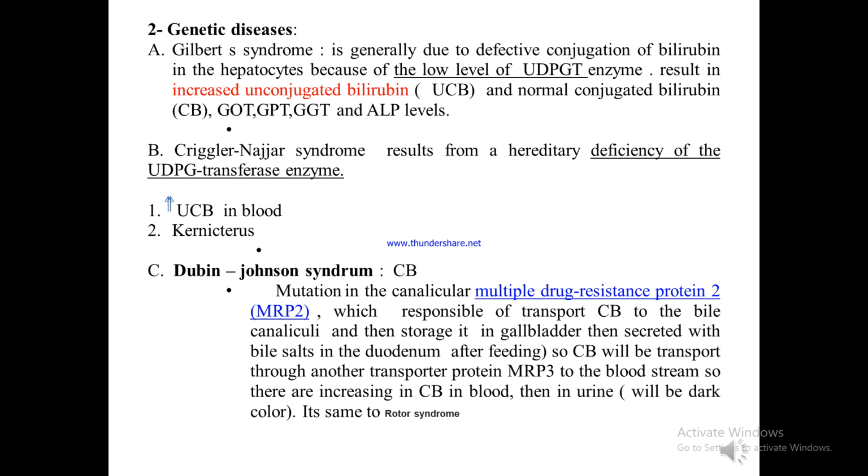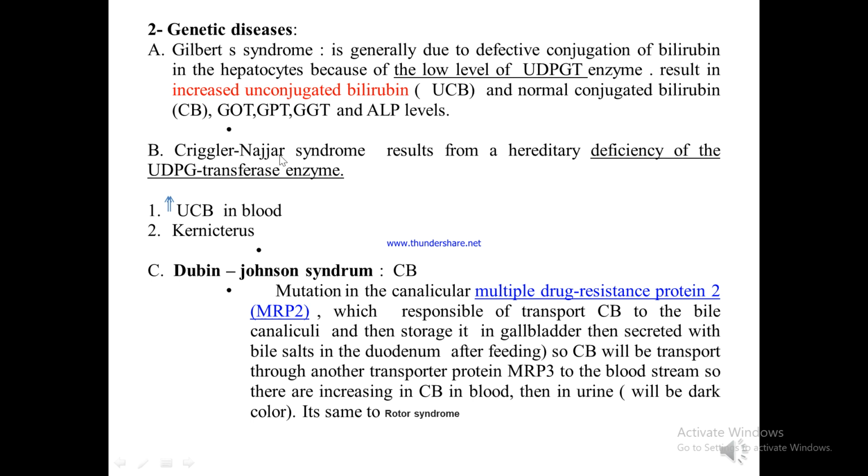The second cause of hepatic hyperbilirubinemia is genetic disease. In genetic disease, we will talk about Gilbert syndrome, Crigler-Najjar syndrome, and Dubin-Johnson syndrome. Gilbert syndrome is associated with a defect in the conjugation step because there is a low level of uridine diphosphoglucuronosyl transferase enzyme. So the unconjugated bilirubin cannot be converted in significant amount and will stay in the bloodstream, while the other parameters or tests, such as conjugated bilirubin and liver enzymes, will be normal.